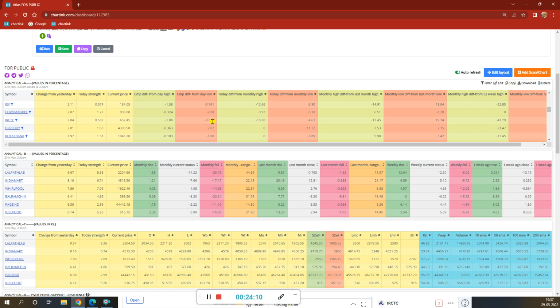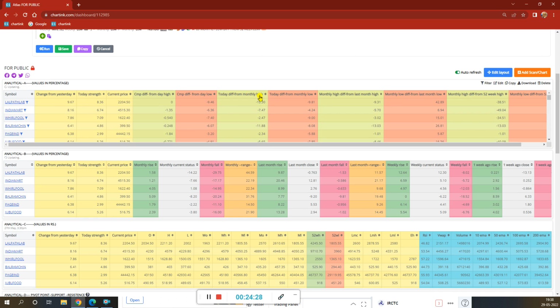So this becomes easy for us to know how the stock is performing in intraday. This column tells you today's difference from the monthly high. What was the monthly high of the stock, and how far is this from the monthly high? Now what I'm talking about, let's check it here.